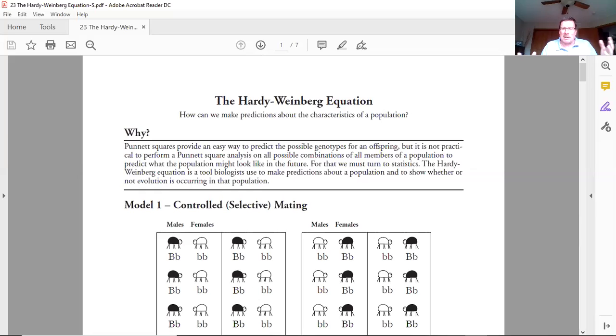Anyhow, way too long-winded. Just work on Hardy-Weinberg in the packet and be able to do those calculations, because they are key to doing some of the Hardy-Weinberg lab shifts.